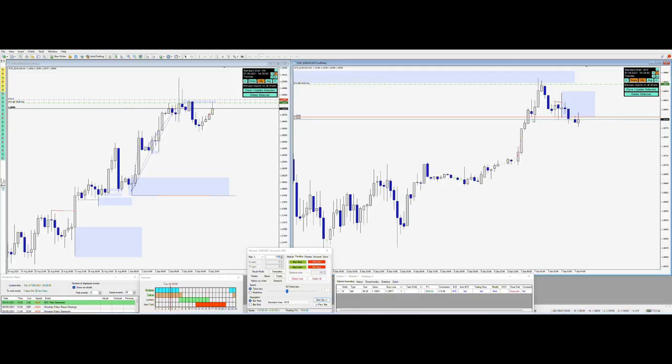So we have a change of character taking out this low. We have this demand flipping to supply, right? And now you would look to get in this buy to sell. You could refine it even more potentially to that wick, but yeah, that essentially would be an entry I'd be looking at. I'll tell you what, let's take it.